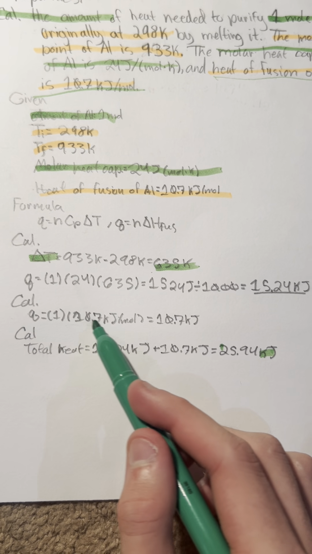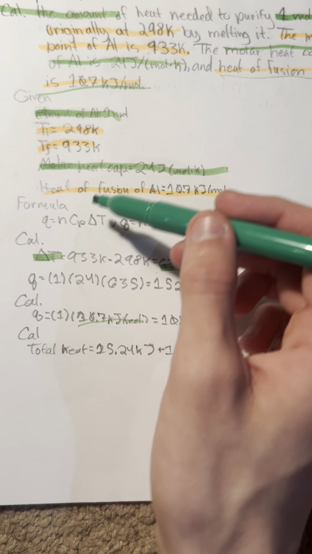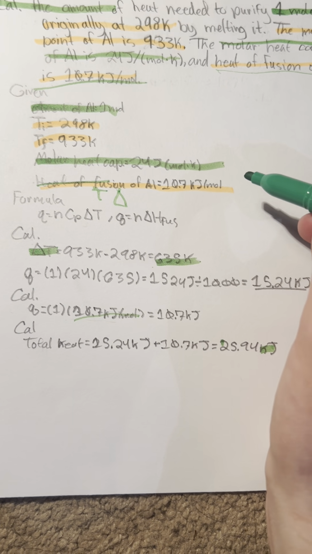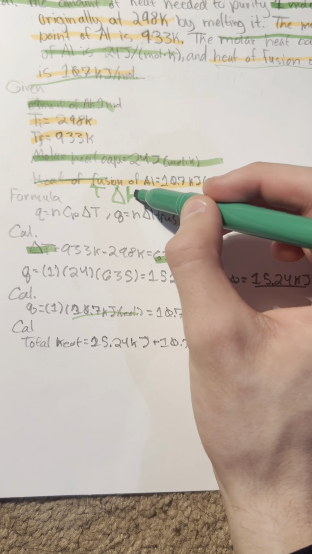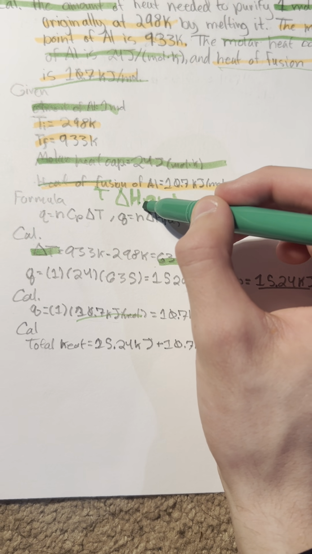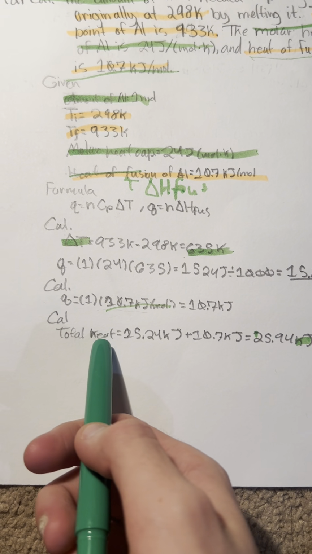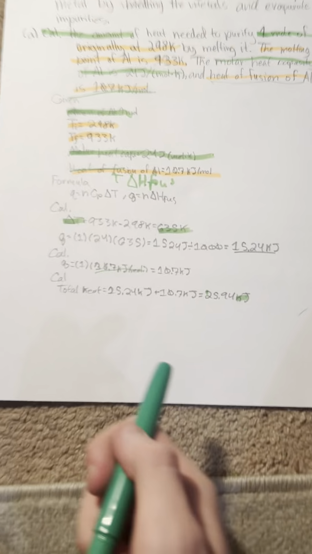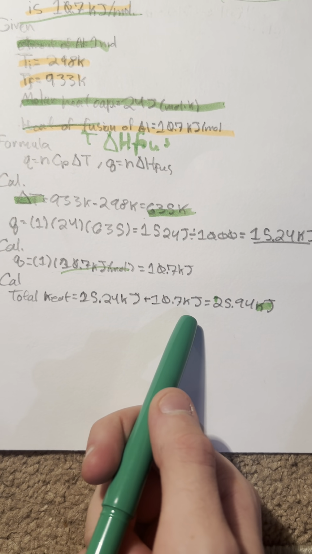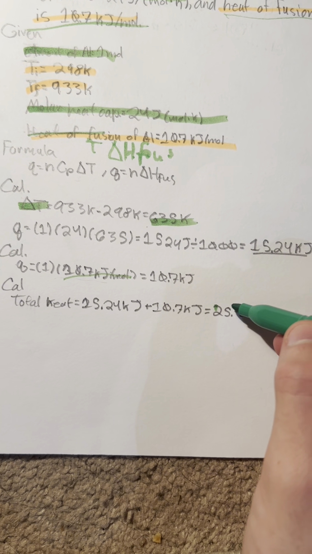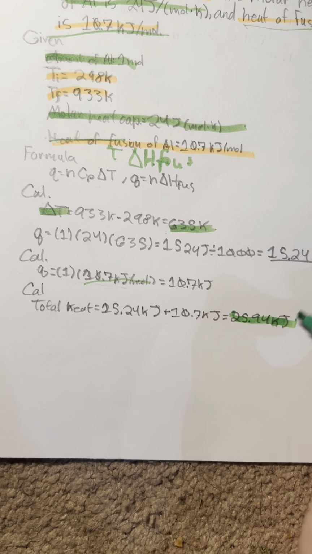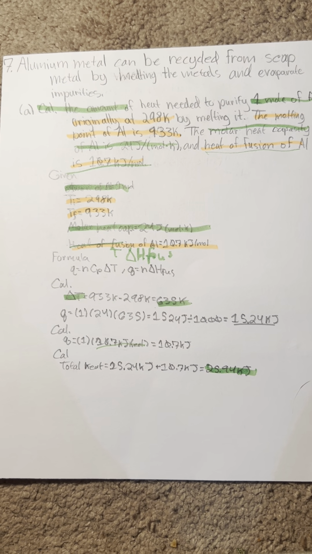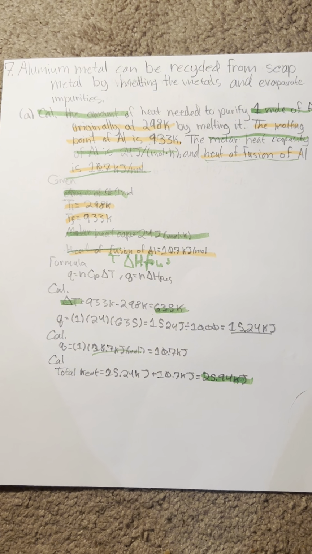So knowing that this, the heat of fusion, just means delta H, then calculating for total heat, which is what it asked us, the amount of heat needed to purify, we're just going to, sorry, we're just going to add it, giving you a total answer of 25.94. I would be a terrible teacher. This is crazy.